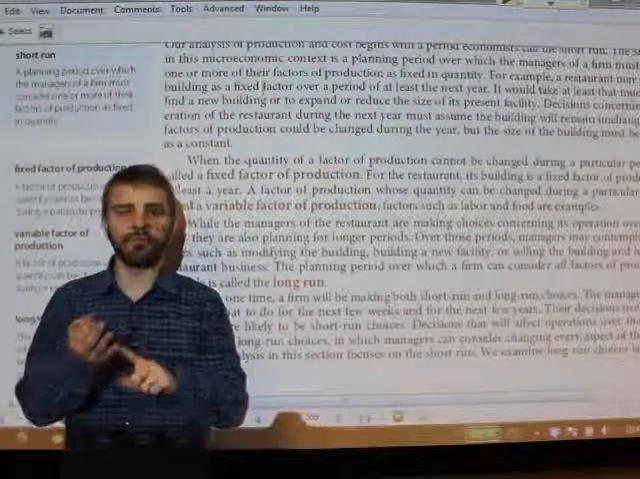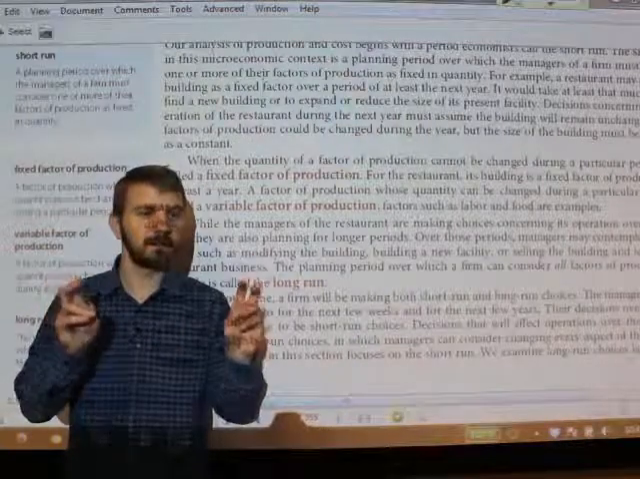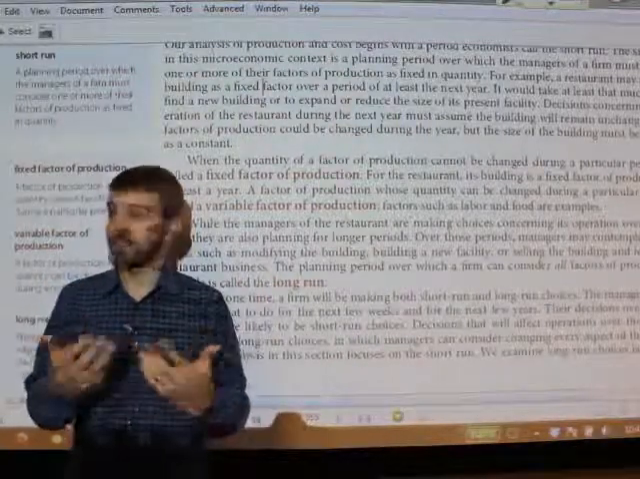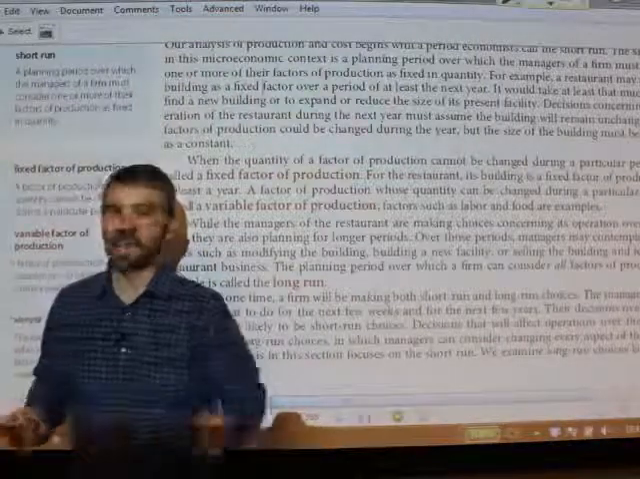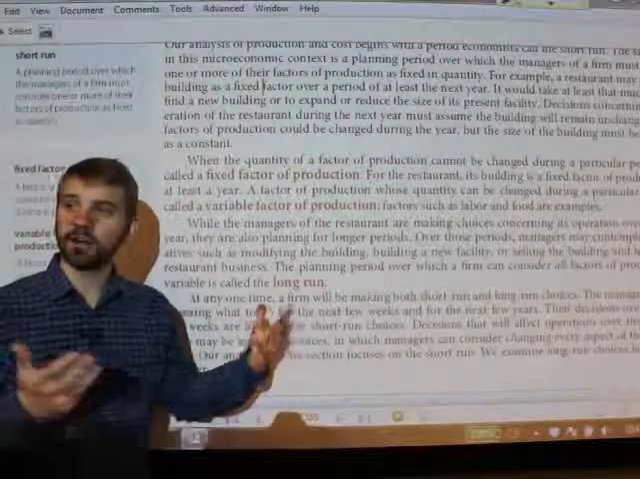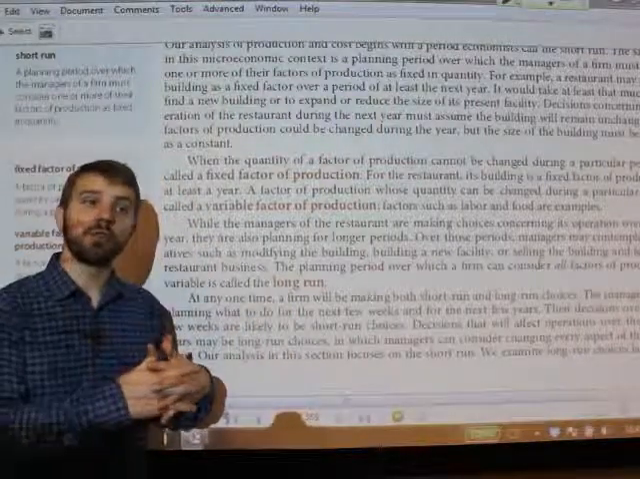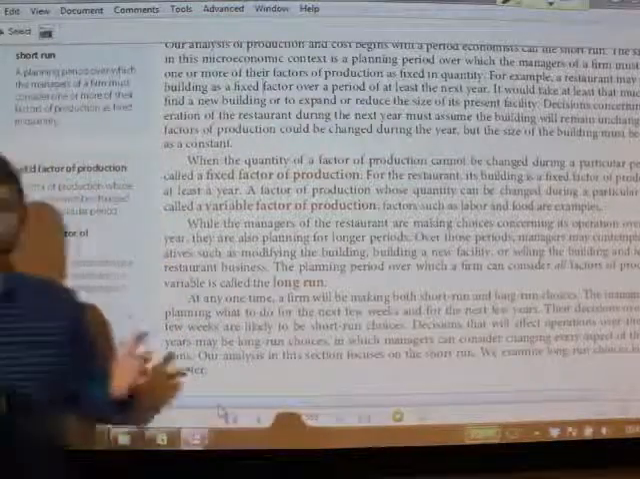And these three factors of production, or I like to call them inputs, are combined through technology to produce outputs. And so that's what this chapter is about. The factors of production and how they're combined into output. So in the short run, we can't change one of them.